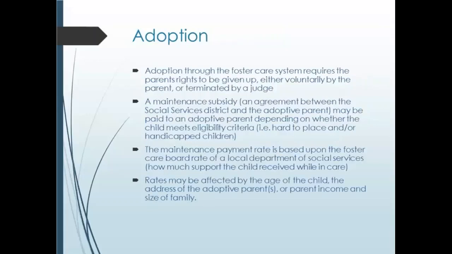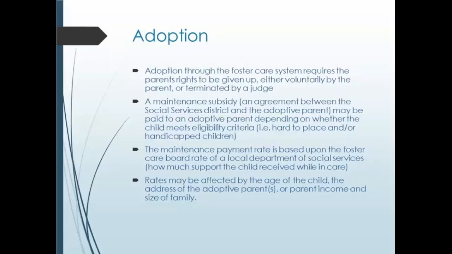So first we're going to talk about adoption. If you have a caregiver who is contemplating adoption, we always tell folks, don't wait to go into private care and then do a private adoption. Adoptions are difficult to do. So if you're a foster parent and you're considering adoption, do adoption from foster care. It does require the parent's rights to be given up, either voluntarily by the parent or terminated by a judge. Voluntary turning over of rights is certainly a path of less resistance in court.